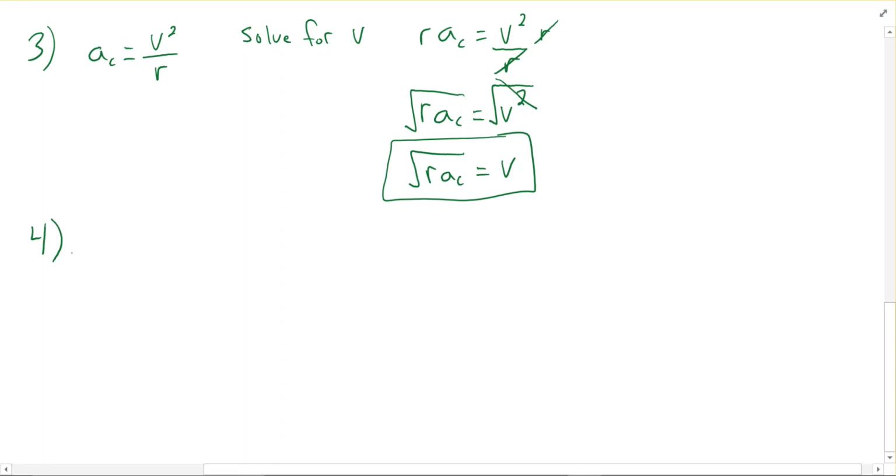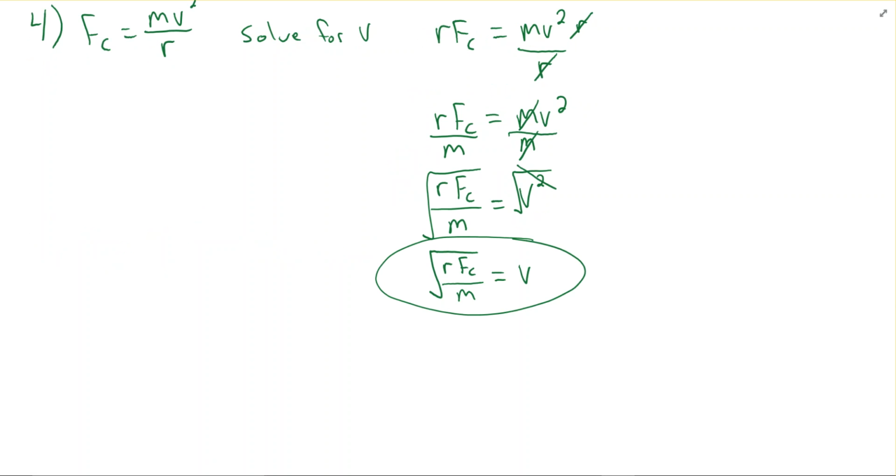So 4, let's try FC, centripetal force is what that stands for, is equal to mass times velocity squared over R squared. All right, and then let's solve for V in this one too. Okay, so take a second now again, pause it, see if you can solve for V on your own. All right, so check to see that you got V is equal to the square root of R times FC divided by M.